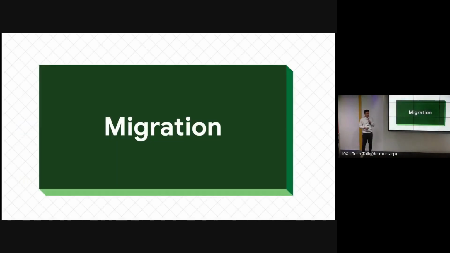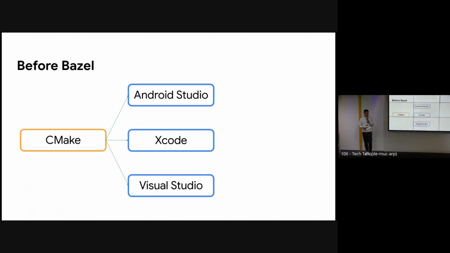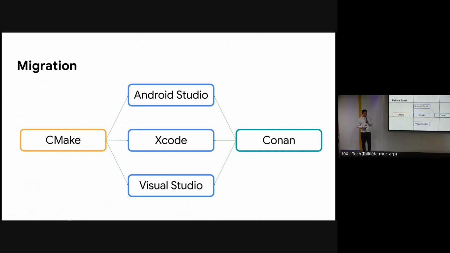So let's start the migration. Before Bazel, NeoX used CMake to generate Android Studio, Xcode, and Visual Studio projects to build for each target platform. All the C++ dependencies are managed by Conan. It's a very simple setup. So we want to migrate seamlessly from the CMake-based solution to Bazel without stopping the normal development. So we decided to move the CMake library targets one by one to Bazel.